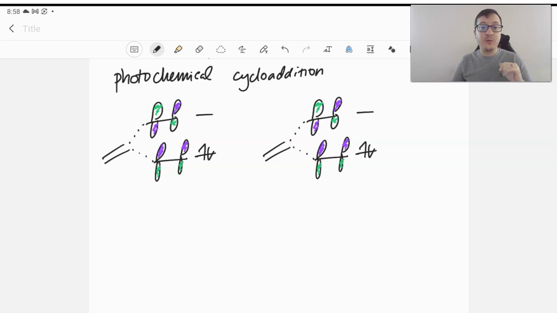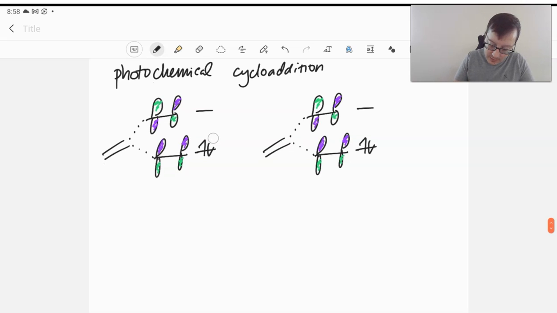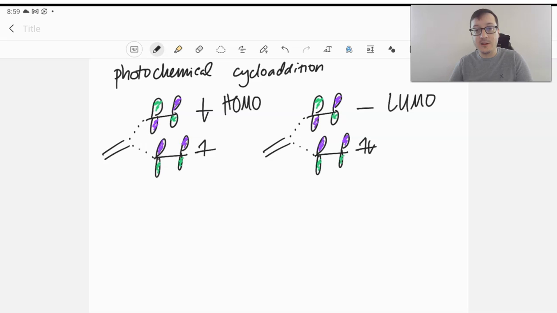But if we treat ethylene with UV light, we know that molecules, much like atoms, absorb light energy and promote electrons to higher energy orbitals. So what actually happens is we're going to take one electron out and move it to a higher energy orbital. That changes this now to our HOMO, and we have as our LUMO that of the other molecule.